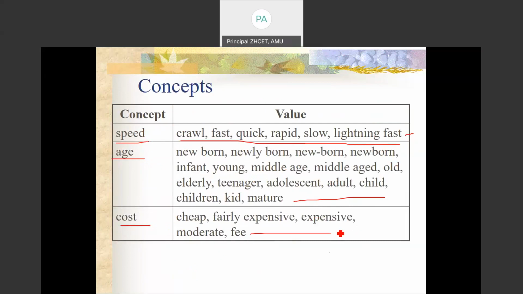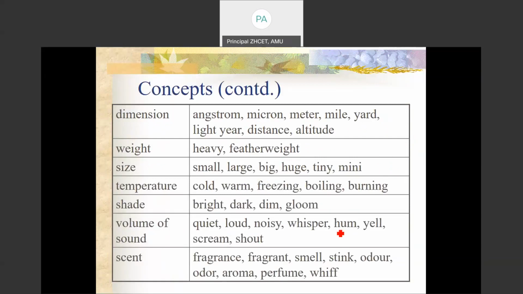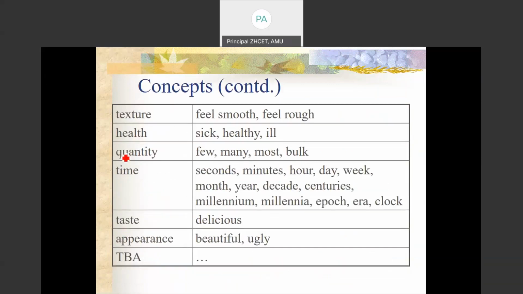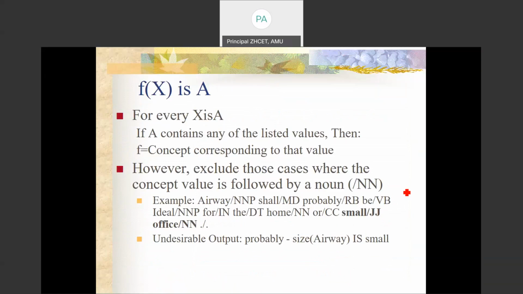I've taken some exemplary values of the concept. Likewise, dimension: angstrom, micron, and so on; weight: heavy, featherweight; size: small, large, big; temperature, shade, volume of sound, scent, texture, health, quantity, time, taste, appearance, and you can go on adding this way, right? So for any of those concepts, for every X is A, if A contains any of the listed values, then F is the concept corresponding to that value.